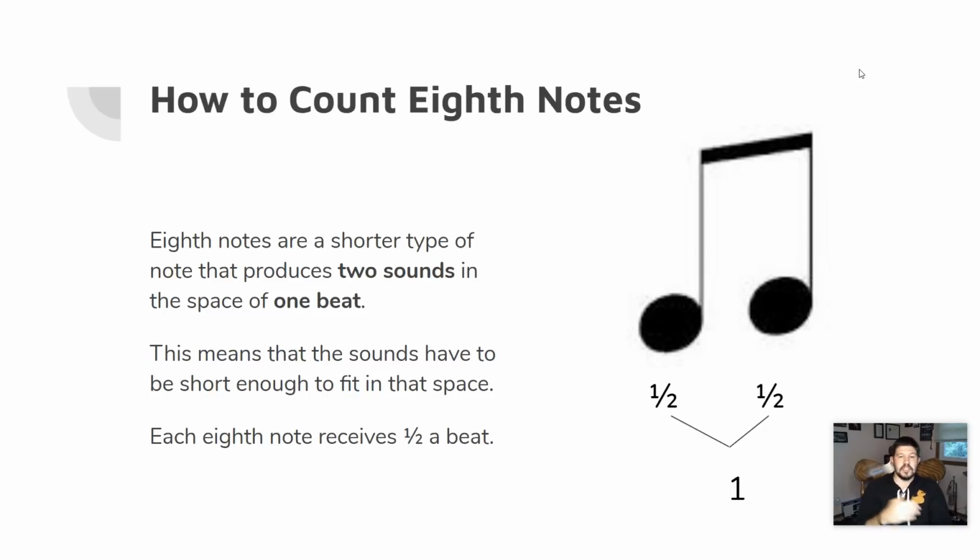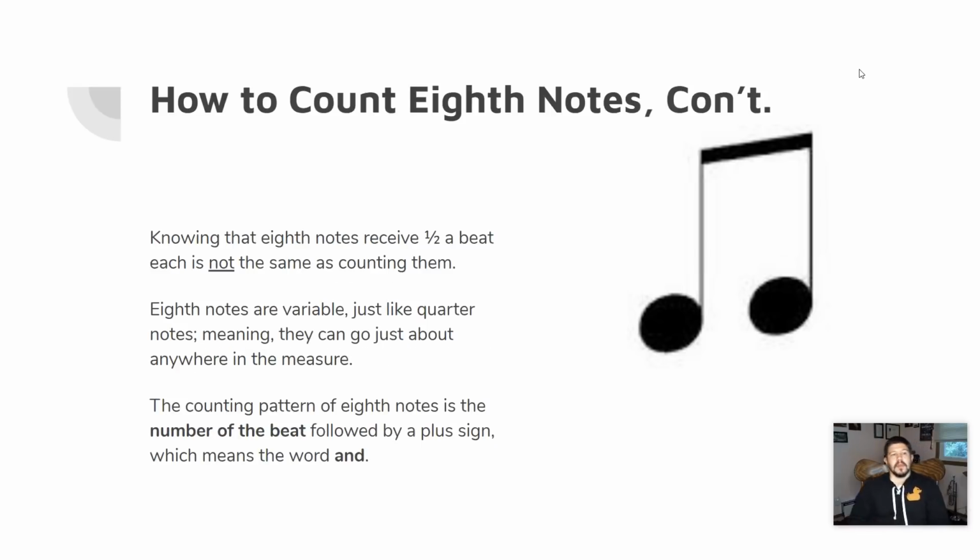All right, so each individual eighth note is going to get 1/2 of a beat, which means it's going to go faster than the quarter note, for example. It's going to go faster than something that gets a whole number because it gets a fraction or a subdivision of a number. Knowing that eighth notes receive half a beat each is absolutely not the same as counting them. Very much like in the last part, where we said that it's not enough to know just the number of beats that each note receives, we have to know how to place those eighth notes inside of our measure.